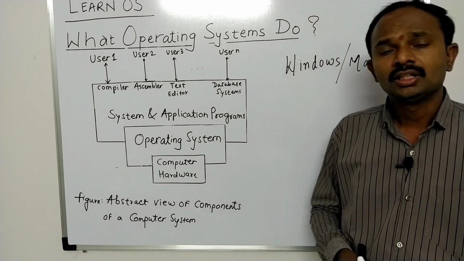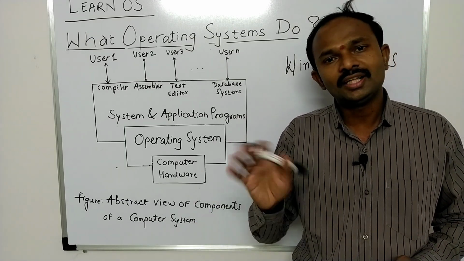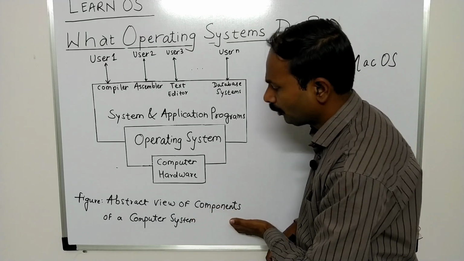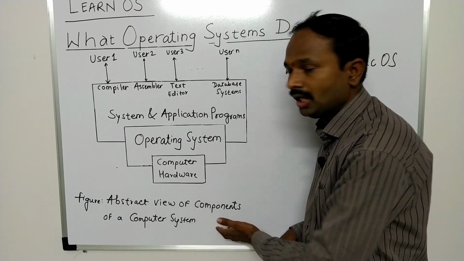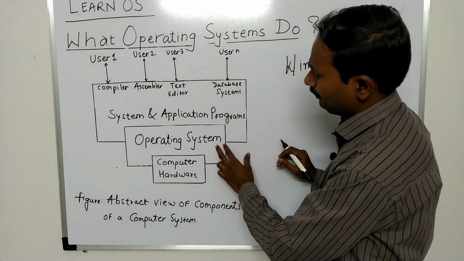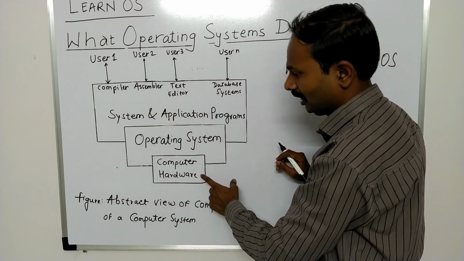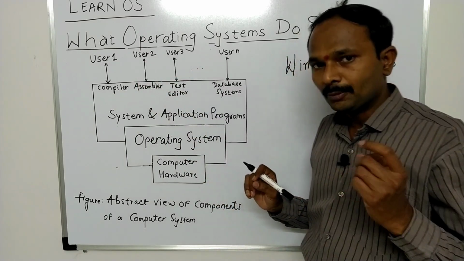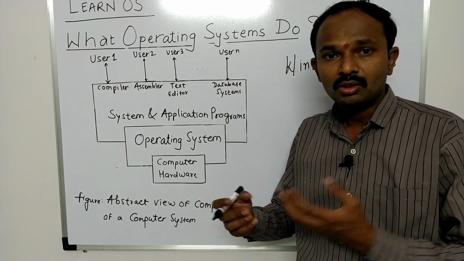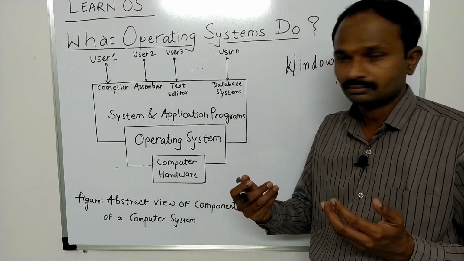Operating system provides a platform for the user to run their programs, to run their applications. This is the abstract view of components of a computer system, in which we can observe that operating system lies in between the users and the computer hardware. When it comes to computer hardware, CPU, memory, I/O devices, all these hardware parts come into focus.